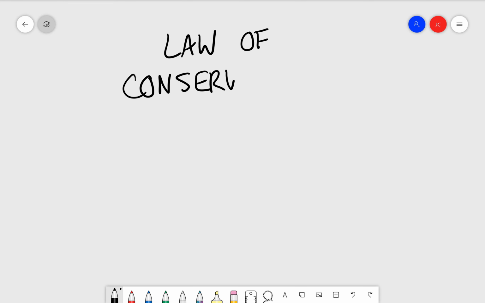Hey everyone, today we're going to be talking about a really important concept in this unit. This is probably the biggest lesson in the unit in the sense of how much you're going to be using it. We're going to be talking about this thing called the law of conservation of energy. I'm going to write that out. The law of conservation of energy.